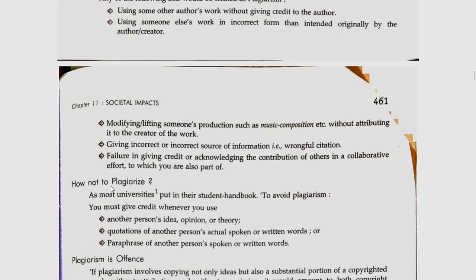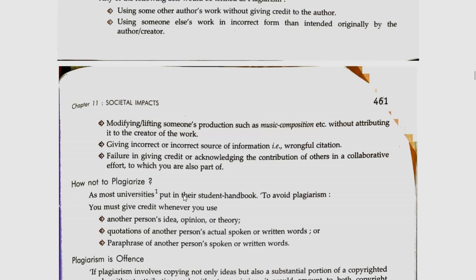Okay, so now the next thing is how not to plagiarize. As most universities put in their student handbook, to avoid plagiarism, you must give credit whenever you use, first, another person's idea, opinion, or theory. If you are using someone else's personal idea or opinion or theory, you must give credit to him. Quotations: if you are using quotations of someone else, you need to mention the creator of that quotation, whosoever the person who has said those things. Paraphrase or another person's spoken or written word, all these things need credit.